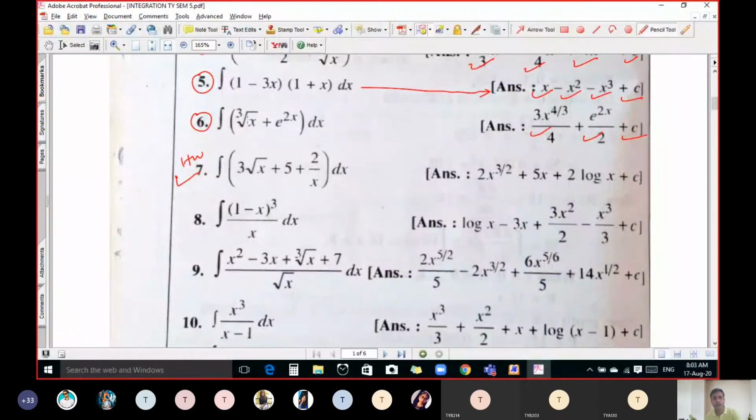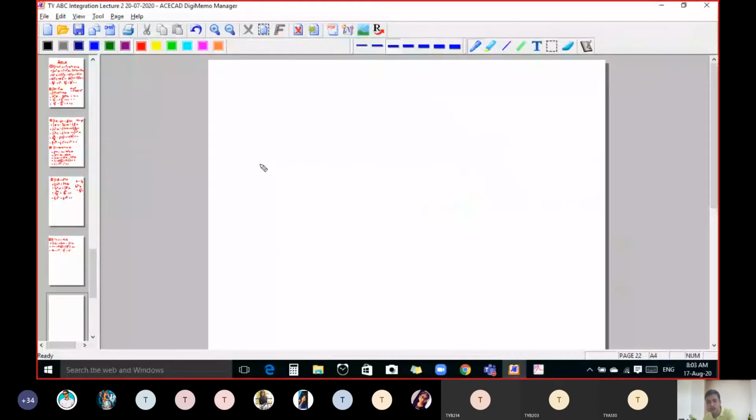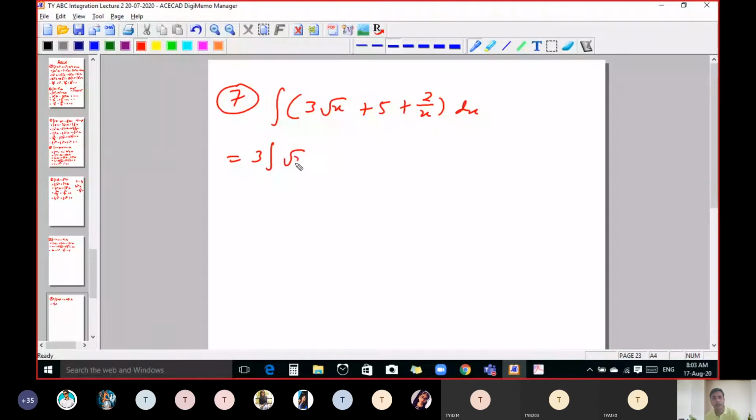Integration of, see what is the difference between 6 and 7? Here it is cube root of x. This is not cube root of x. It is 3 into root x. So question number 7, integration of 3 into root x plus 5 plus 2 upon x dx. So this you can write 3 integration of root x plus integration of 5 plus, taking 2 outside, integration of 1 upon x.